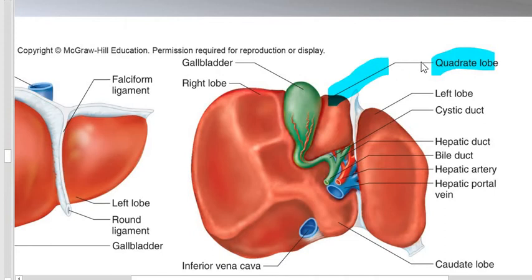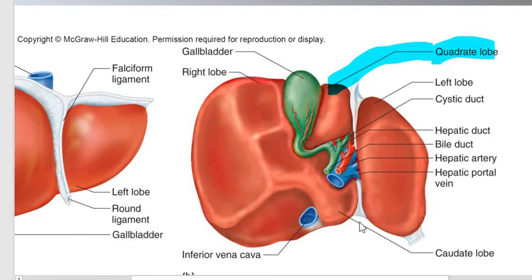The quadrate lobe is by the gallbladder. You can see it's between the gallbladder and the left lobe of the liver. And then the caudate lobe is between the inferior vena cava and the left lobe of the liver. So use the gallbladder and inferior vena cava as good landmarks on your models and diagrams, letting you know where those lobes are.